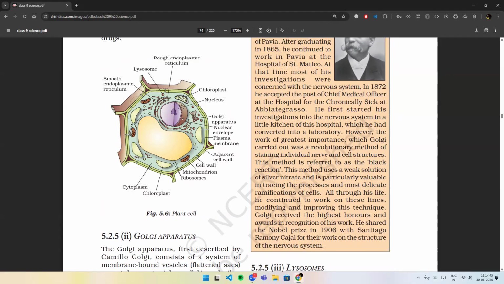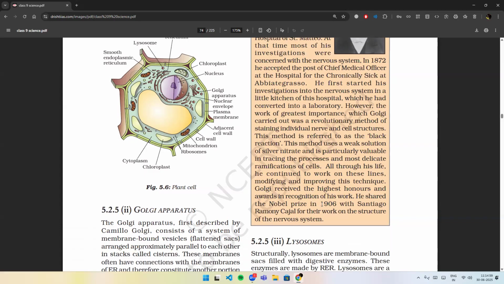He first started his investigations into the nervous system in a little kitchen of this hospital, which he had converted into a lab. However, the work of greatest importance which Golgi carried out was a revolutionary method of staining individual nerve and cell structures. This method is referred to as the black reaction. This method uses a weak solution of silver nitrate and is particularly valuable in tracing the processes and most delicate ramifications of cells. All through his life, he continued to work on these lines, modifying and improving his technique.